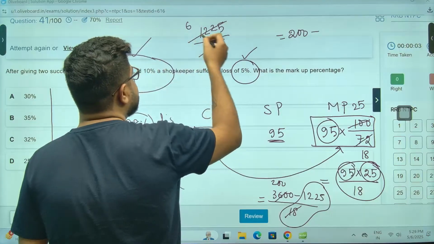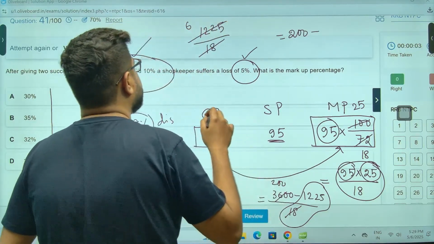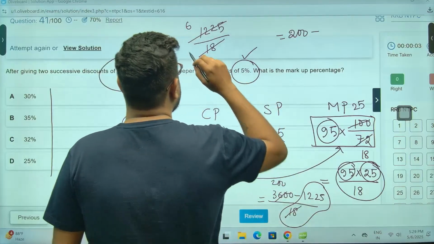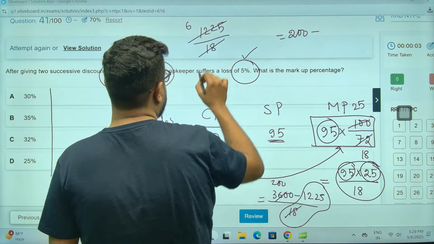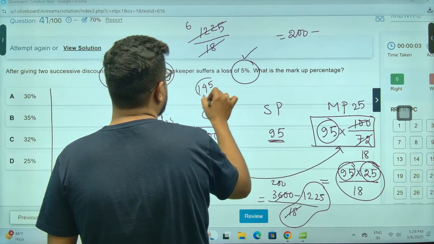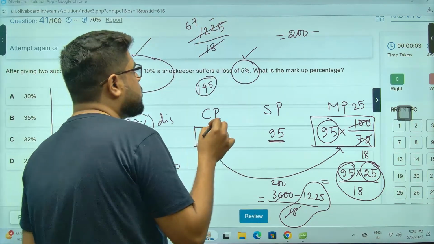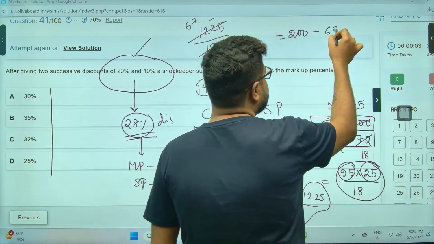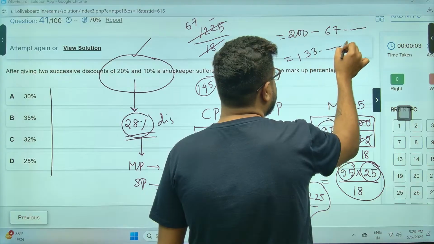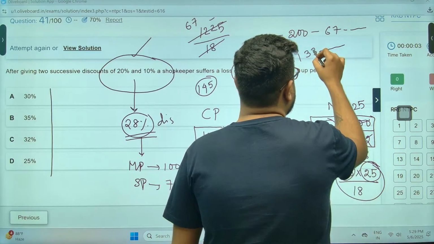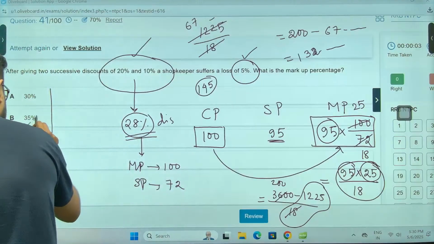Do it with 6, sir. 6 into 18, sir, is 108, right? 108 means 13, 14 remaining, 145. So it will be 7 times something. So 200 minus 67 point something, that is 133 point something, 132 point something. 32% is there. Yes sir, that is the answer.